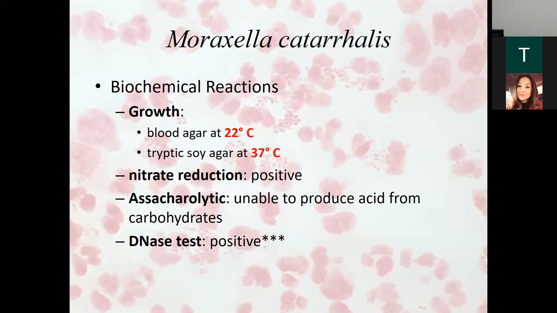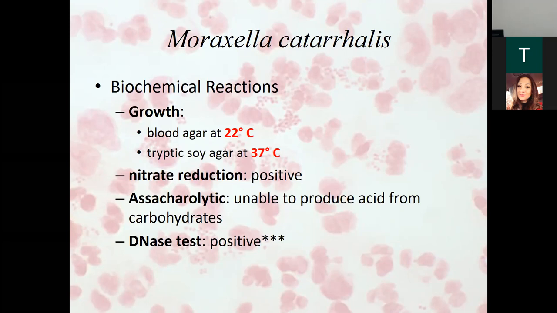And what we see here is what? We're on blood agar. What do we got to do? We got to drop that temperature. We're on TSA, tryptic soy agar, we stay at 37 degrees. But if we got our blood agar, then we got to drop it down. Nitrate reduction, positive. Okay, that's indicative of Moraxella. And they're unable to produce acid from carbohydrate utilization, which makes them asaccharolytic. And then we have a DNase test, which is detecting DNase, an enzyme that breaks down DNA, and they're positive for it.